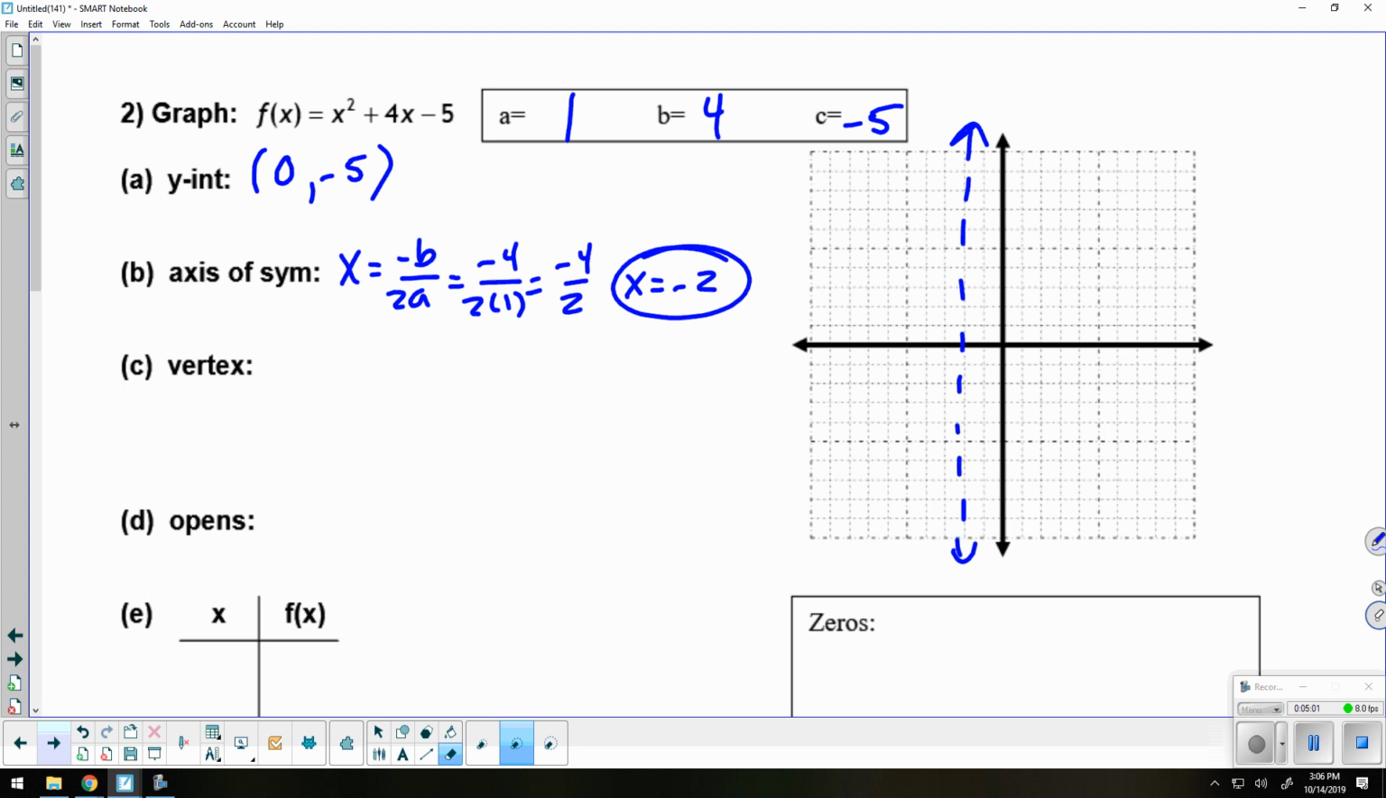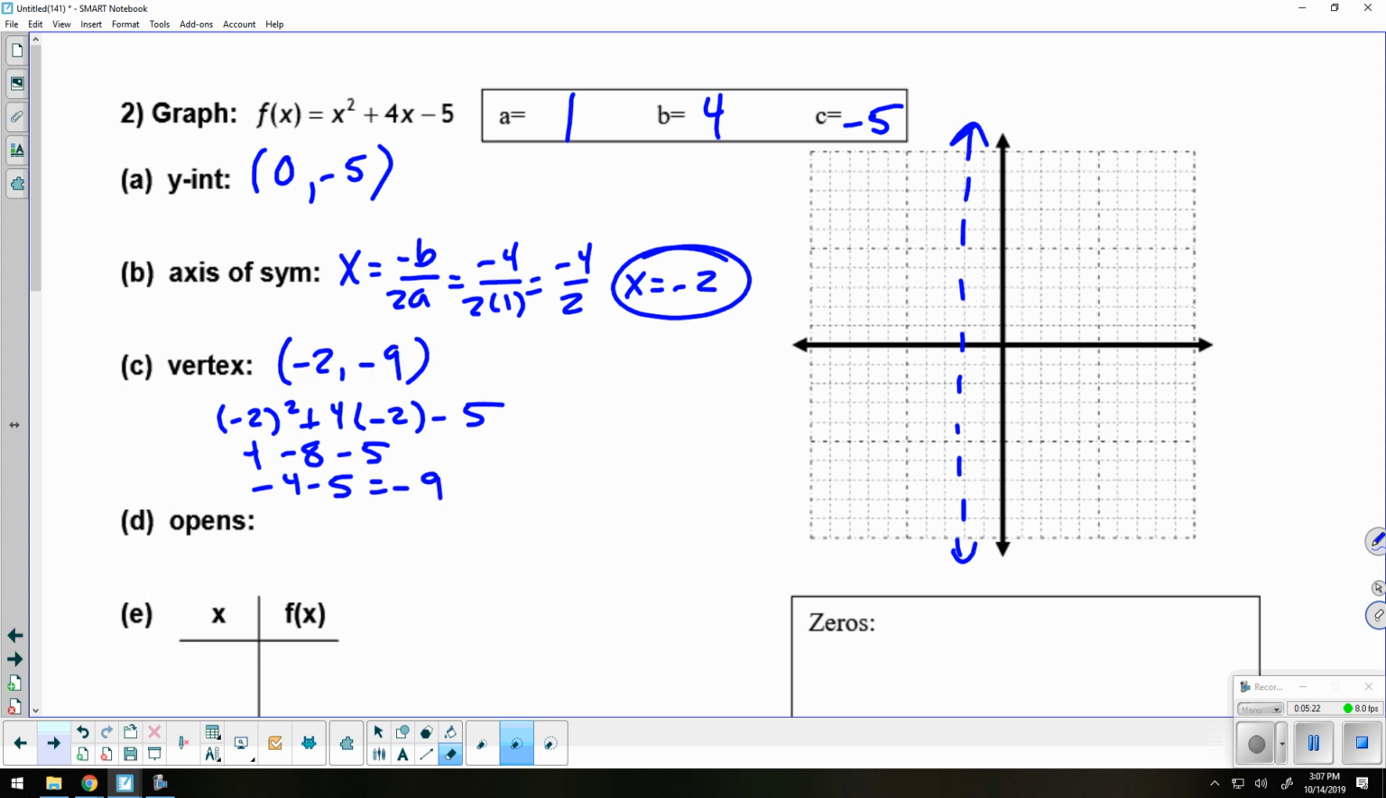Our vertex, next thing, again, we have the x coordinate. We know it's -2, but now we've got to solve for the y. Just take -2, plug it in everywhere you see an x. So we're going to have -2 squared plus 4 times -2 minus 5. So that'd be 4 minus 8 minus 5. So -4 minus 5, and you get -9.